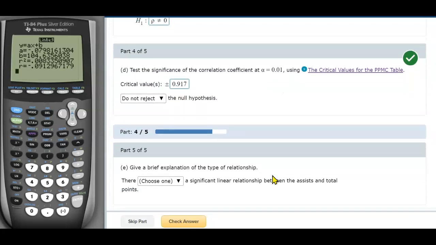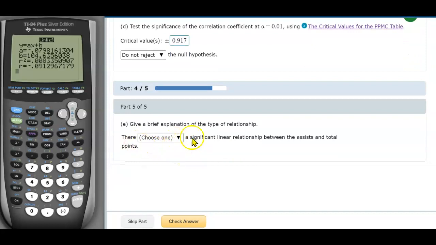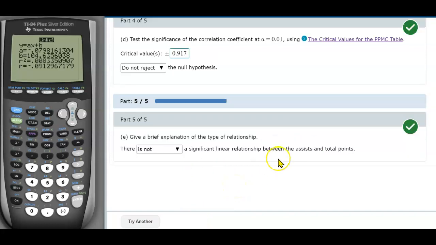This means we cannot make a model, because there is not a significant linear relationship. There is not a significant relationship between the two values, the assist points and the total points. And that's all for this question.